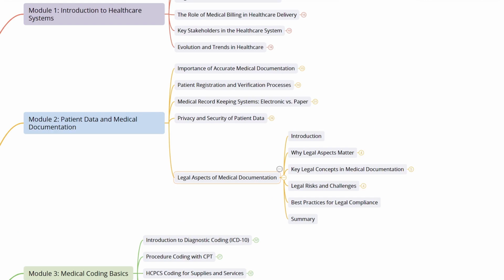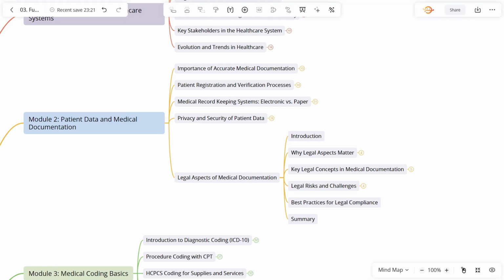Next, legal aspects of medical documentation. Medical records are legal documents. Accurate, timely, and complete documentation can be critical evidence during audits, legal proceedings, or disputes. Understanding legal responsibilities and documentation standards is essential for compliance and risk management.